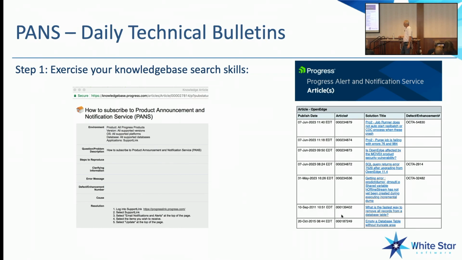This is one of the most important things you can do. Every morning, check your email. Check the PANS report. This is Progress's knowledge base update that goes out to every Progress user who signs up for it. It lets you know about all the new bug reports, all the new things that are happening in the K-base, and it's surprising how much you can learn just by reading the titles. You don't even have to click on them. And you learn all sorts of interesting stuff that might be happening in your environment.